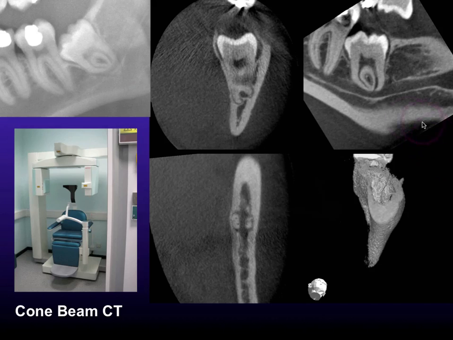Here we're seeing a sagittal view, here we're seeing a coronal view, and here we're seeing an axial view. And you can see, I hope, that the canal is going between a bifurcation in the root system. You can see it here on the axial view as well. So if this patient had their third molar removed, there would be a very high risk of damage.